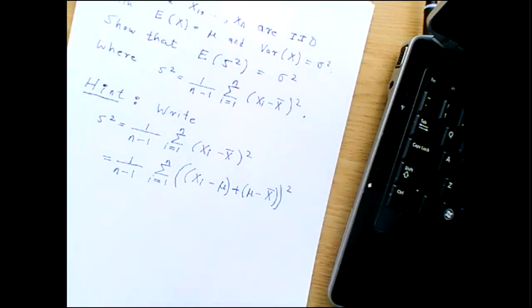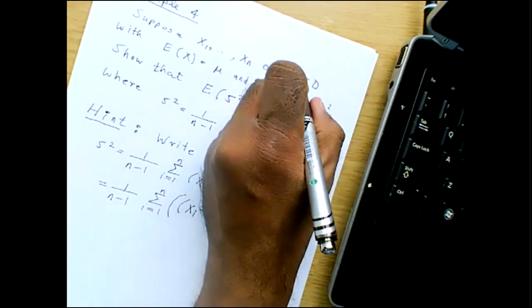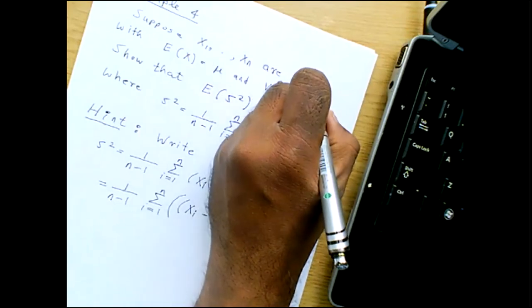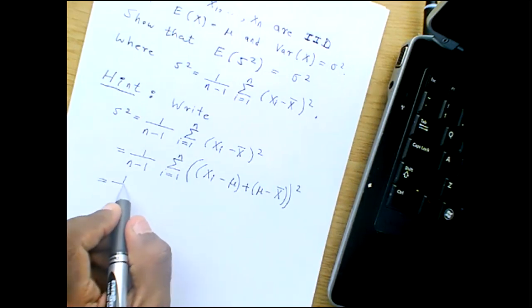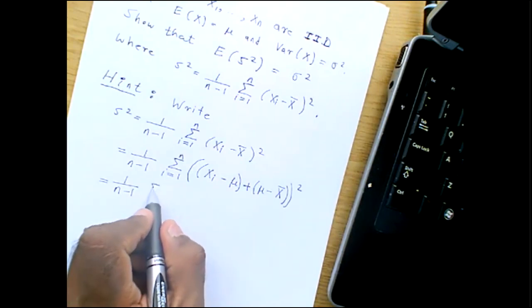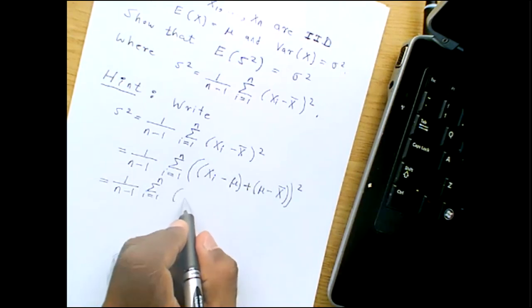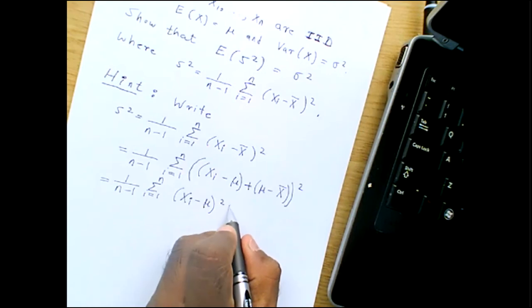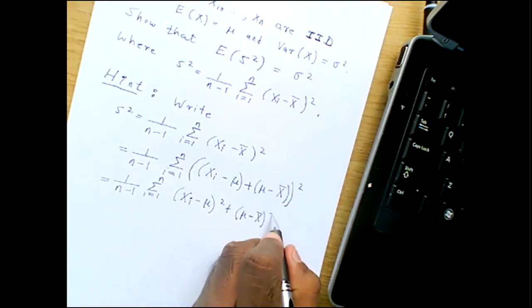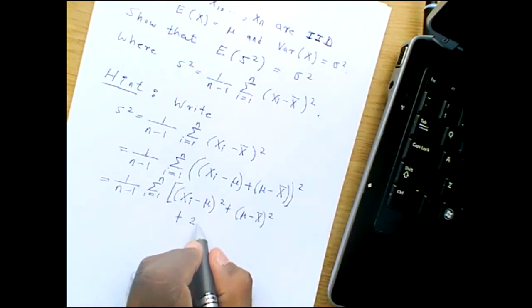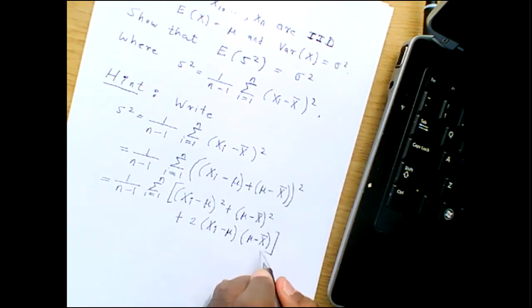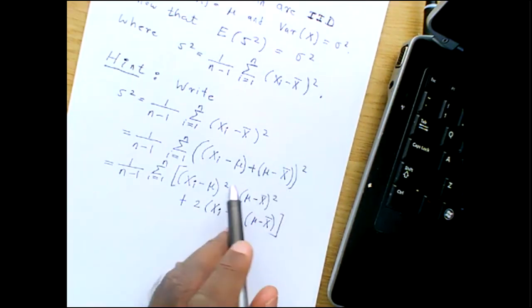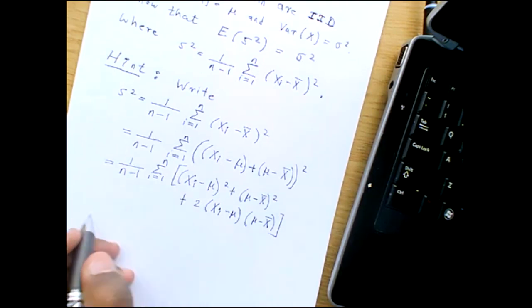Right, write it like this, right? Okay, and then IID means independent and identically distributed. Write this guy as this, right? And then expand this. If you expand this, you will get 3 different terms, right? It's like a plus b squared is a squared plus b squared plus 2ab. And then you take the sum inside.